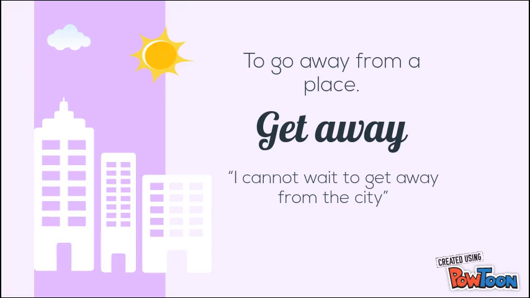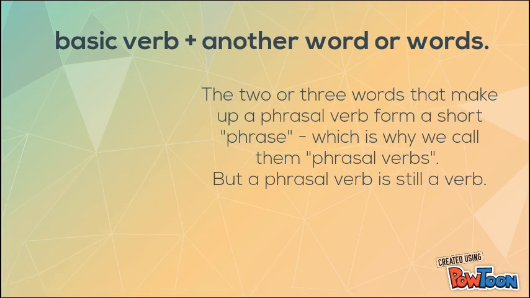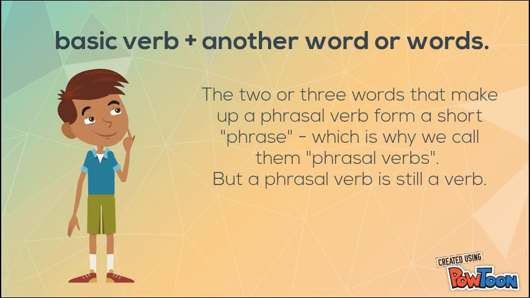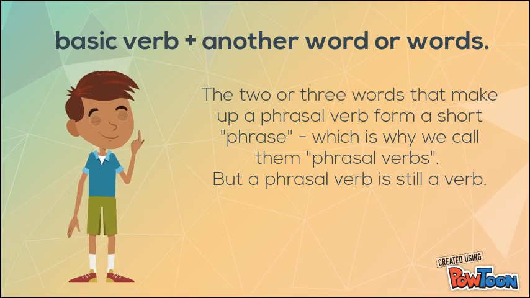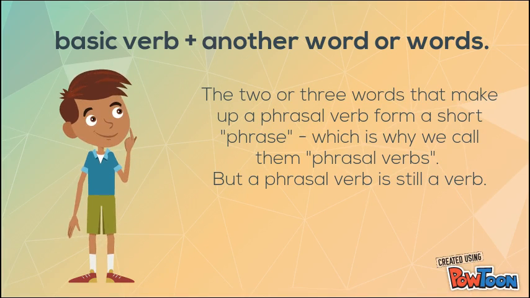Now I will introduce you to the structure of the phrasal verbs. A phrasal verb is formed by a basic verb plus another word or words. The 2 or 3 words that make up a phrasal verb form a short phrase, which is why we call them phrasal verbs. But a phrasal verb is still a verb.